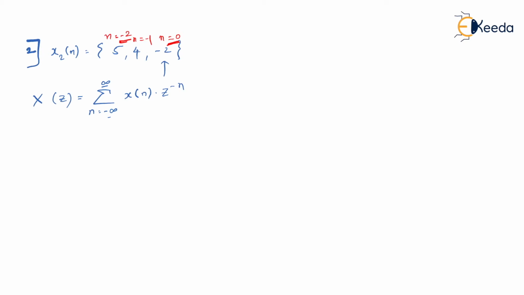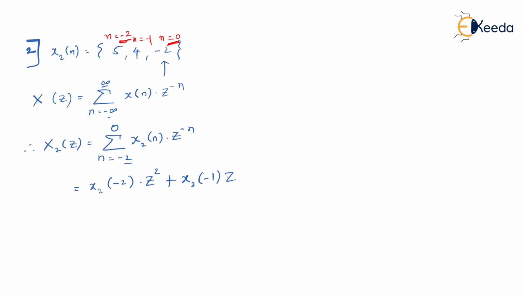So let me modify our formula. Therefore, now X2(z) can be written as a summation. Now n can be varied from minus 2 to 0 only. Instead of x(n), I'll write x2(n) z to the power minus n. Now let me expand it. First of all, I'll substitute n value equal to minus 2. It will become x2(minus 2) z squared plus x2(minus 1) z to the power minus 1 plus x2(0) z to the power 0.